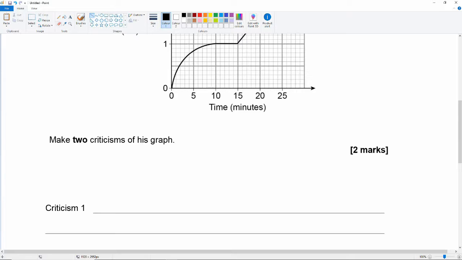So from 0 to 10 minutes, should be a straight line.